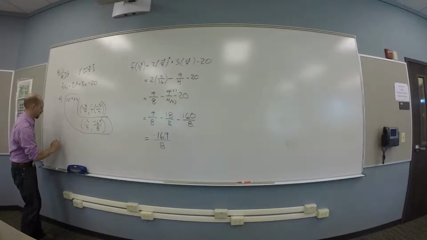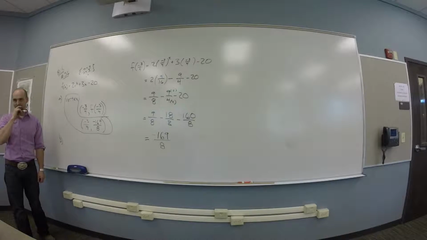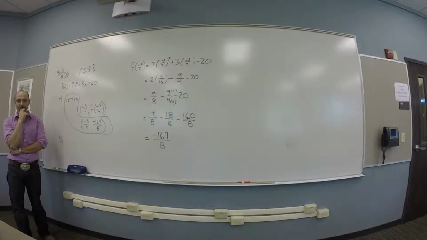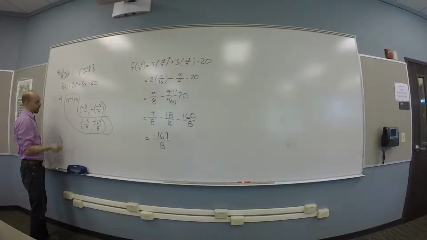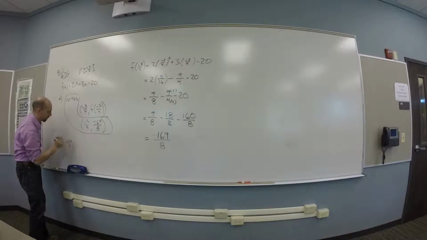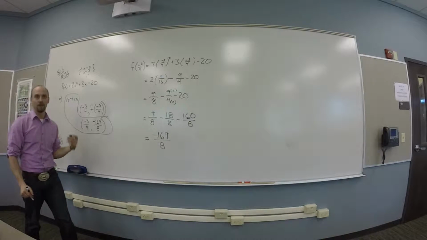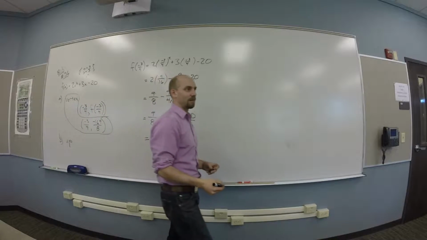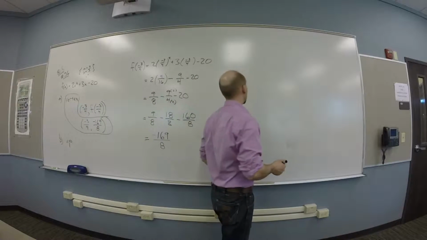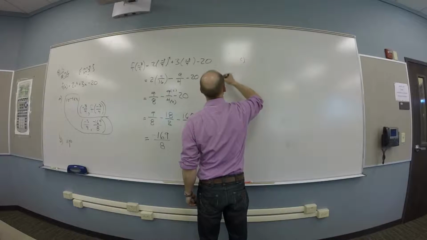What's part B? Does it open up or down? Up. How do you know? Because there's no negative shifts. Okay, or the A is positive, right? Okay, so it opens up. C and D are X and Y intercepts. X is first.